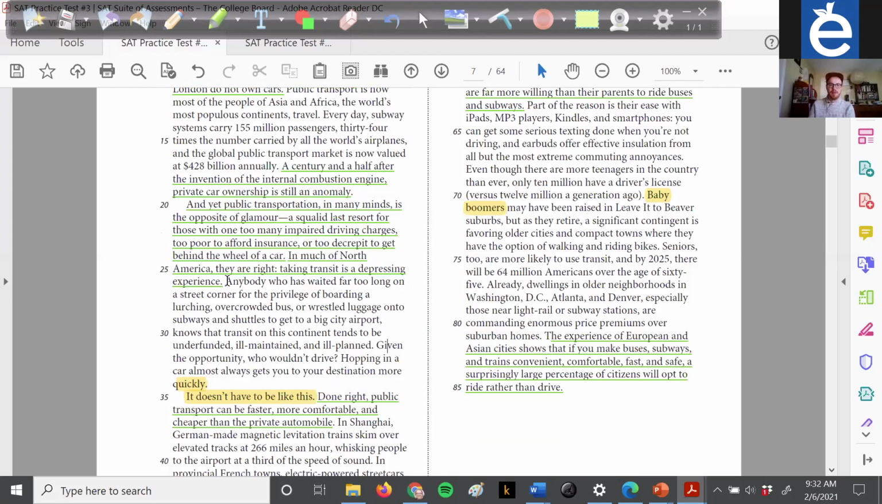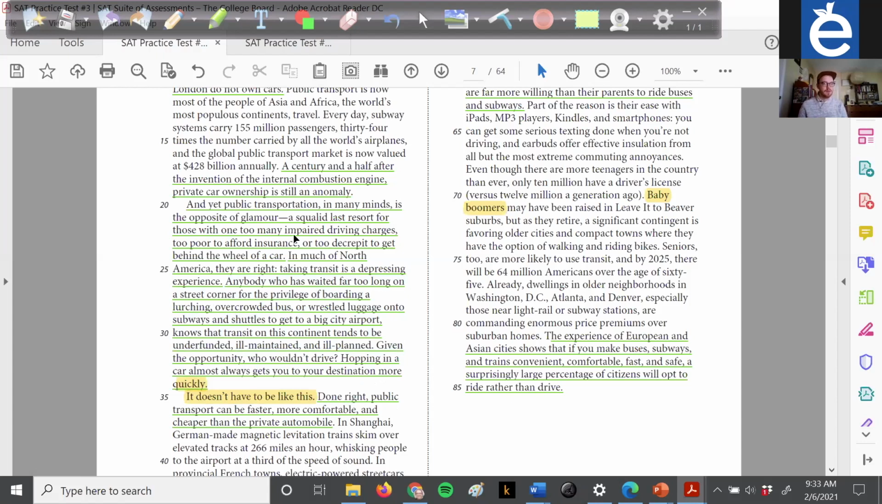Let's read the rest of the paragraph. Anybody who has waited far too long on a street corner for the privilege of boarding a lurching, overcrowded bus or wrestled luggage onto subways and shuttles to get to a big city airport knows that transit on this continent tends to be underfunded, ill-maintained, and ill-planned. Given the opportunity, who wouldn't drive? Hopping in a car almost always gets you to your destination more quickly. We've read that already too.